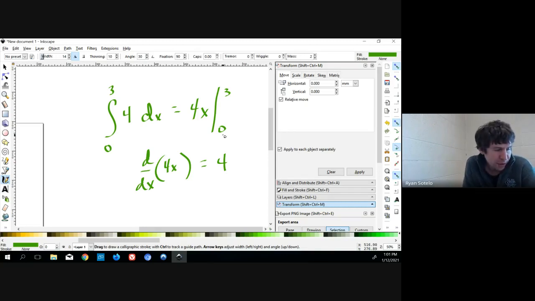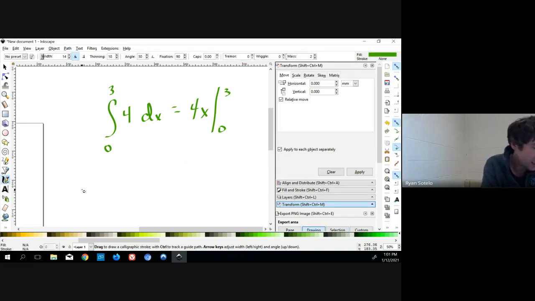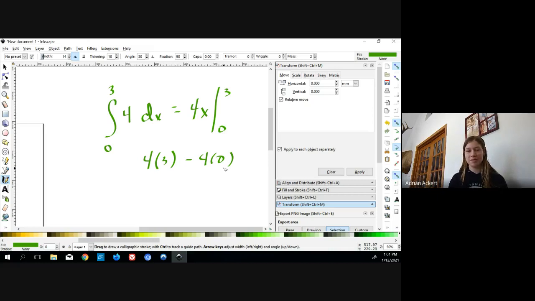And what that stands for, let me get rid of the stuff I put below, is you plug in 3, and then you subtract when you plug in 0. Right? So you just plug both of those into the 4x? Yeah, and you take the difference between the value at the 2 endpoints. Okay. So then you get 12. You get 12, just like we got. That's right.